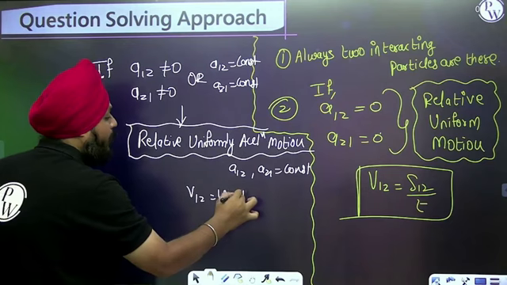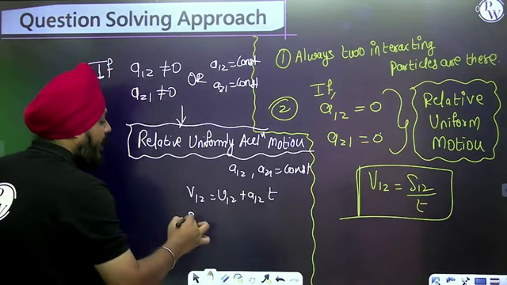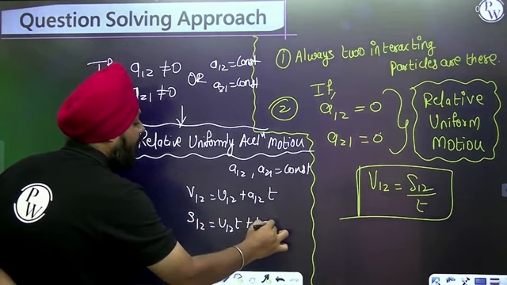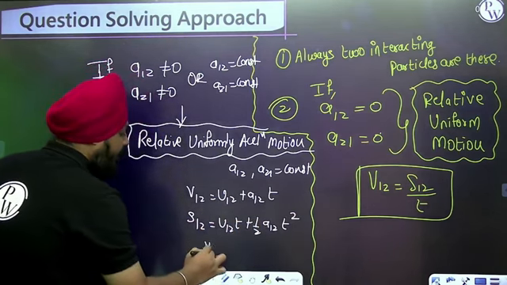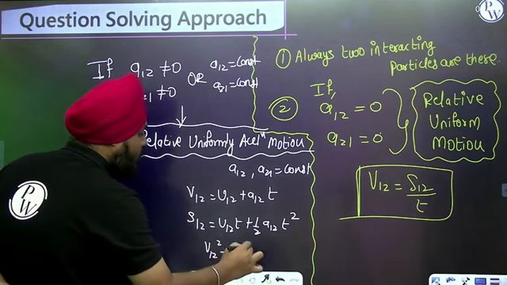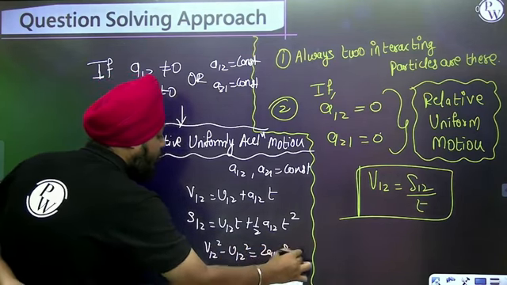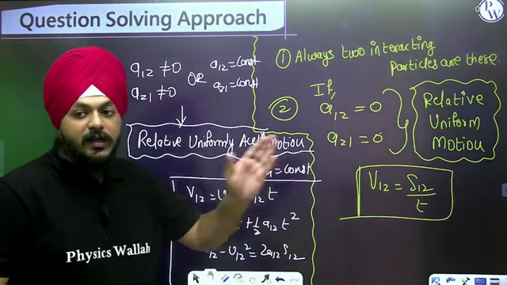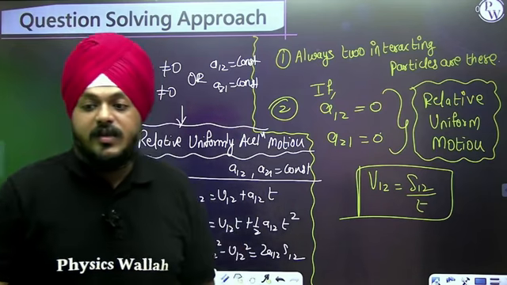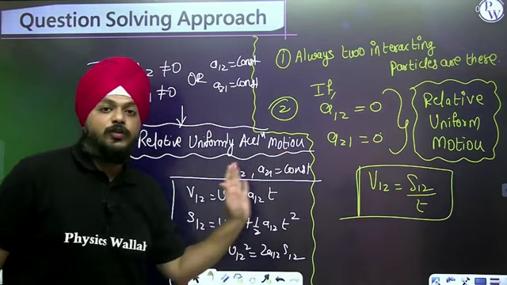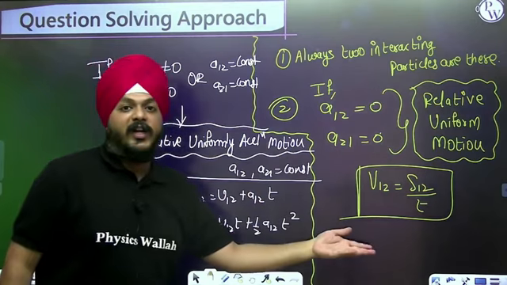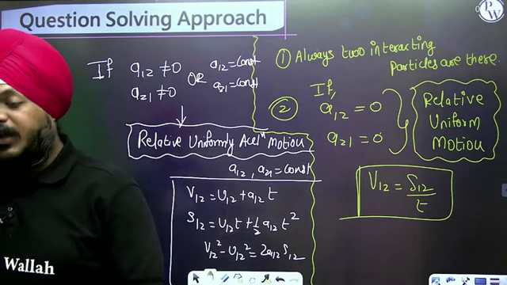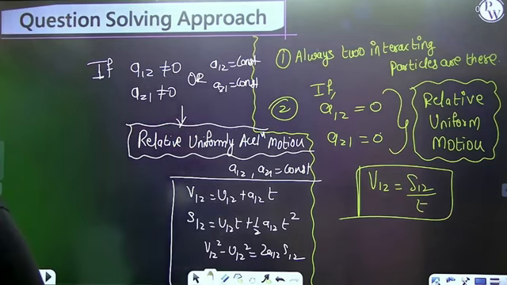So in that case, A12 or A21 is equal to constant. V12 = U12 + A12 T. S12 = U12 T + half A12 T squared. V12 squared minus U12 squared is equal to 2 A12 S12. This is how the three equations of motion are defined. This is the same equation we have used, but this time in relative motion we are using it from the observer's perspective.